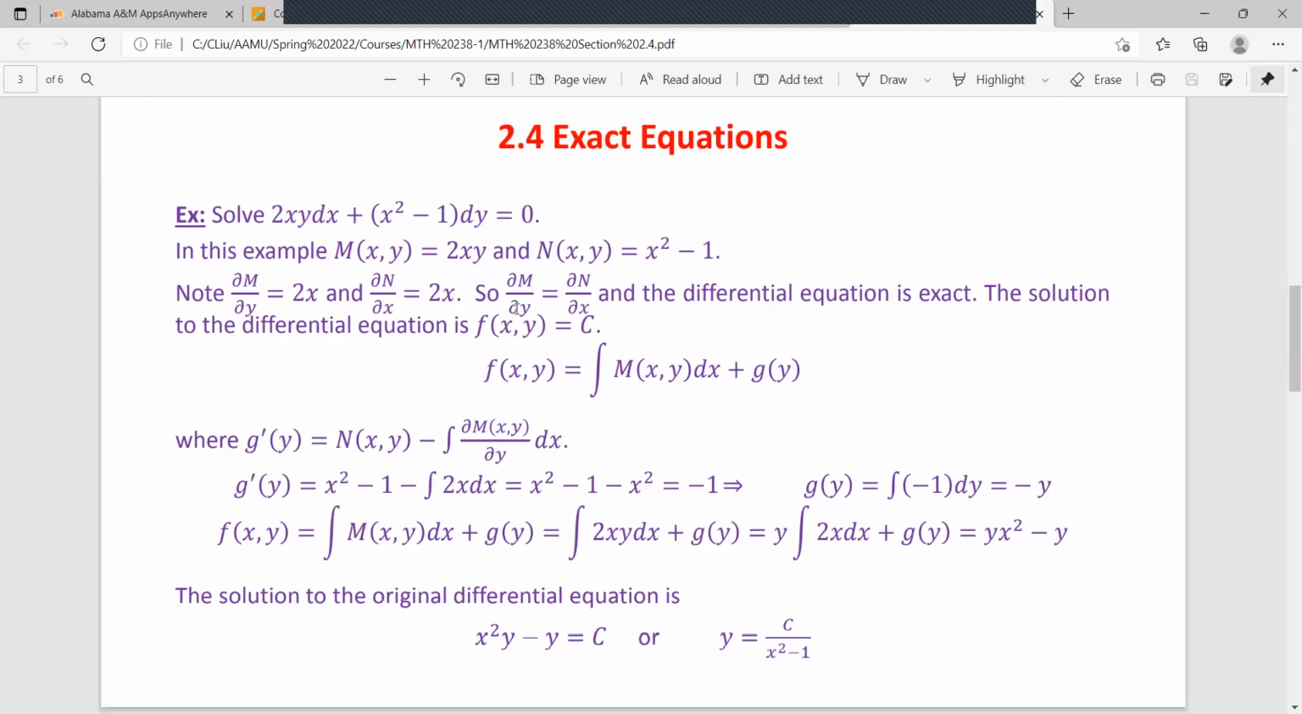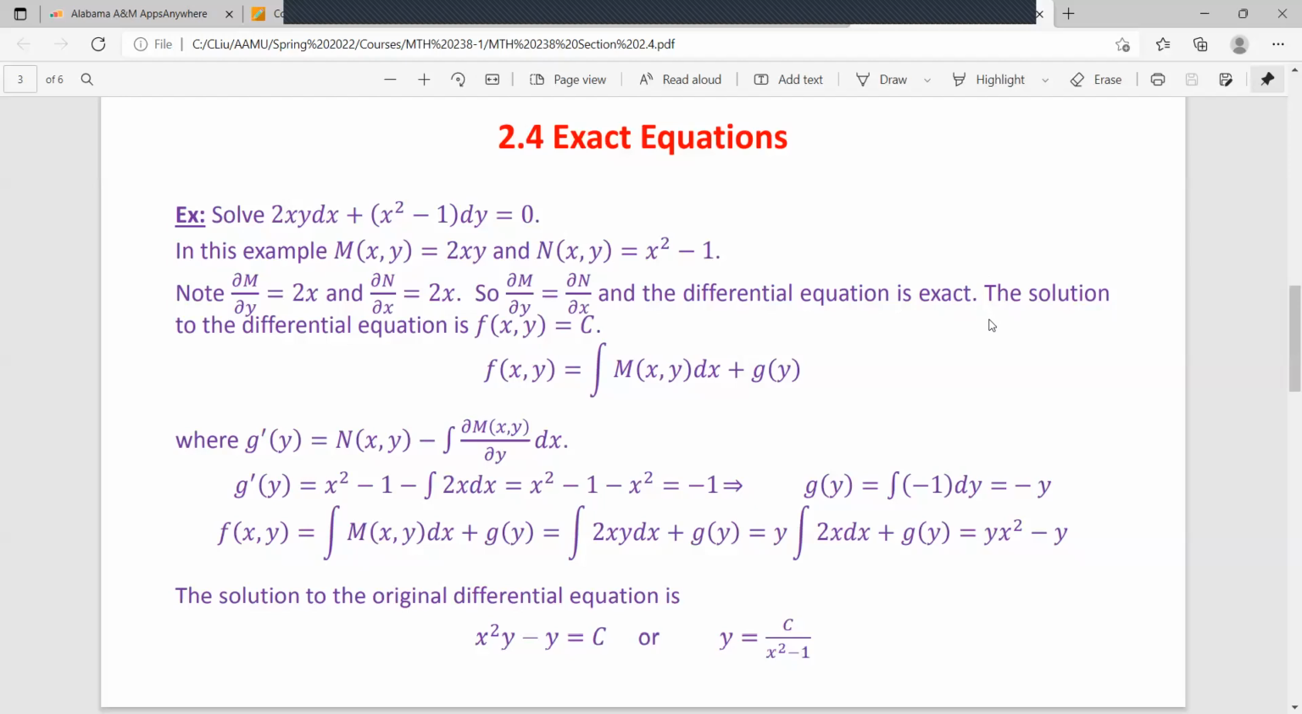So partial M partial y equals partial N partial x. According to the theorem on the previous page, this is a necessary and sufficient condition to determine the differential equation is exact. So we know this differential equation is exact. Then we can proceed to find the solution using the steps on the previous page.